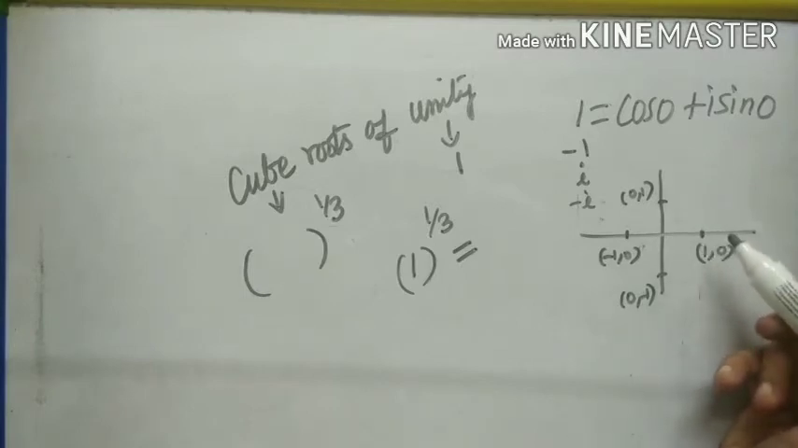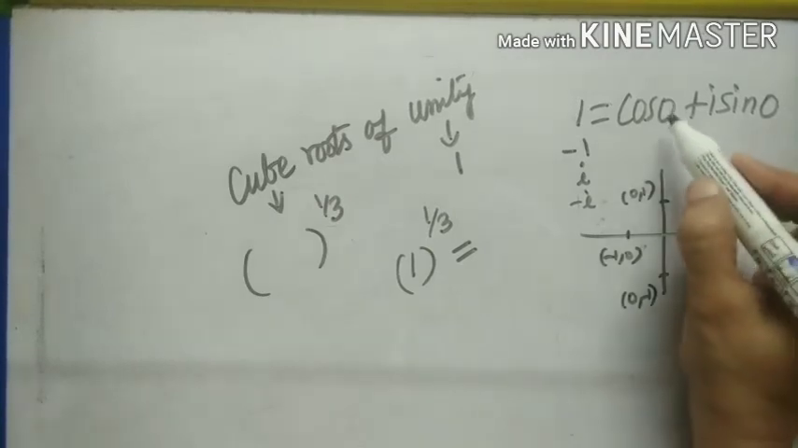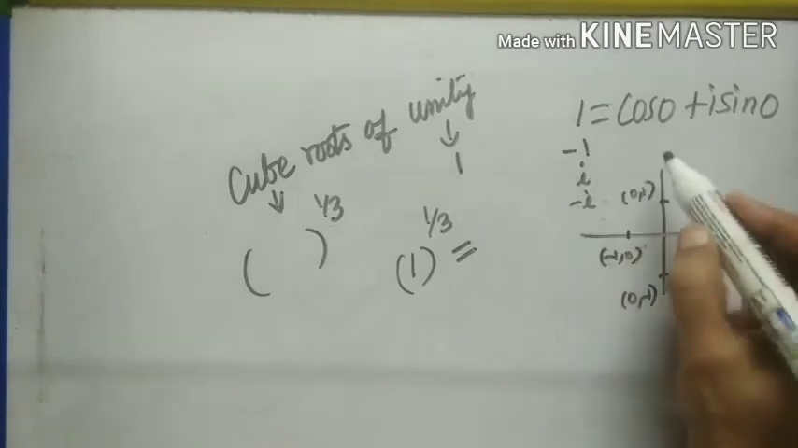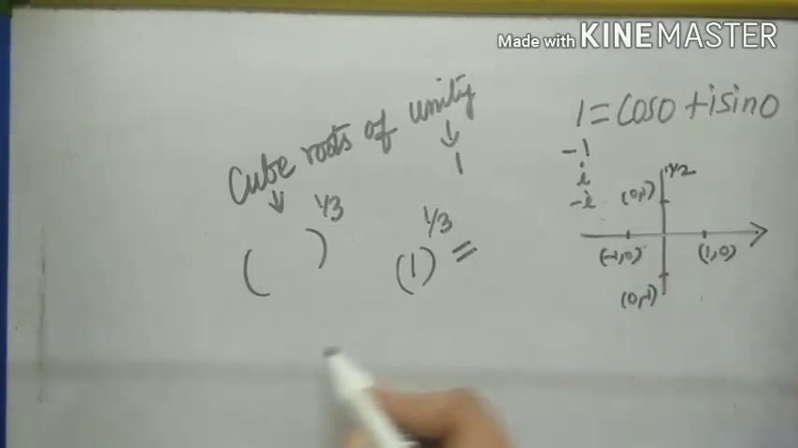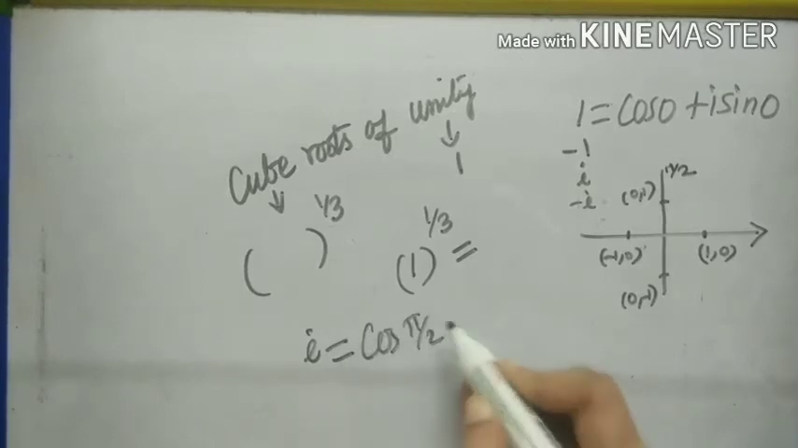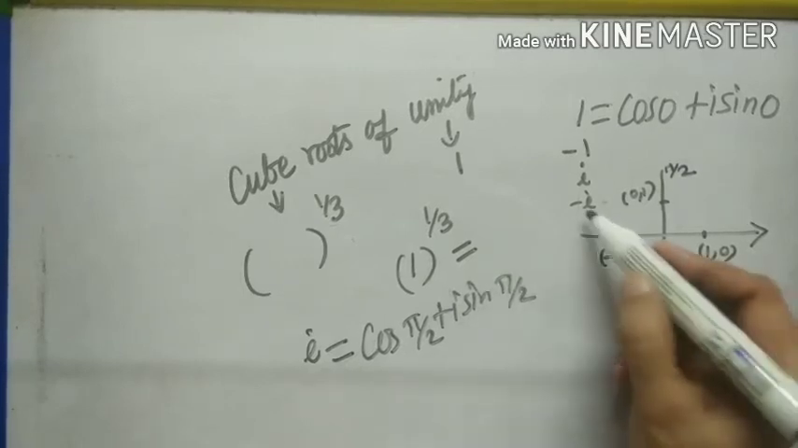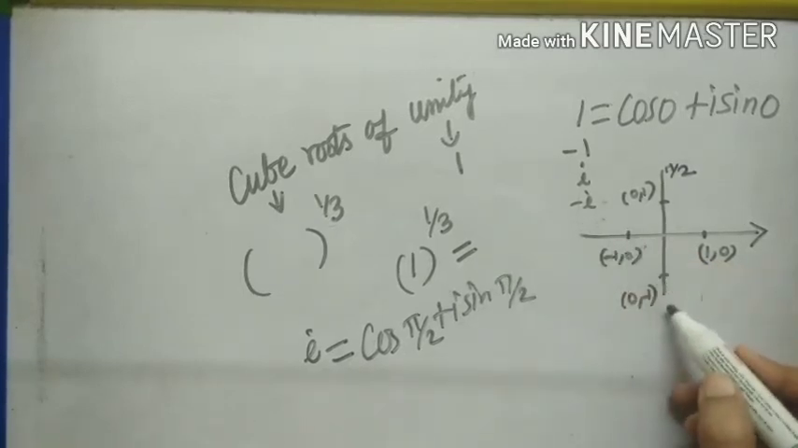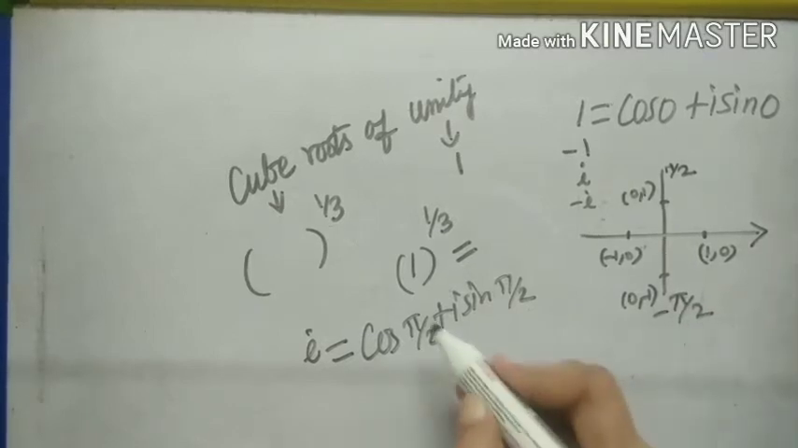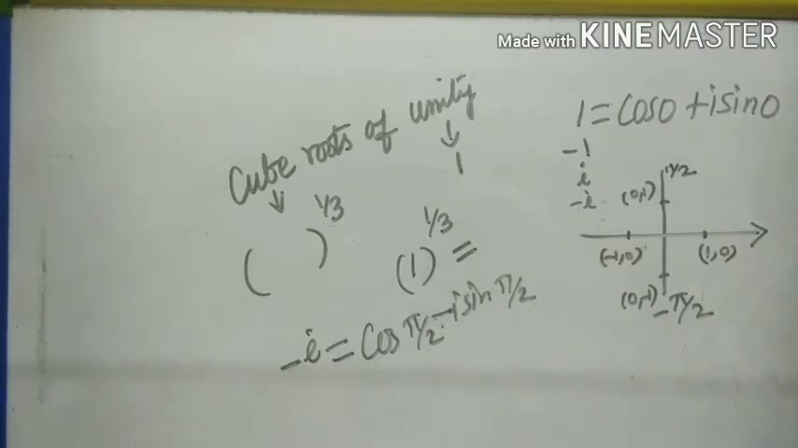What about the angle? 1 comma 0 is at 0 angle. That is why 0. And 0 comma 1, that is i. i is at pi by 2. So how will I write i? i is cos pi by 2 plus i sin pi by 2. What about minus i? I am here. So minus i is this way I am coming. So it is minus pi by 2. So instead of plus symbol, I write minus, which means it is minus i.